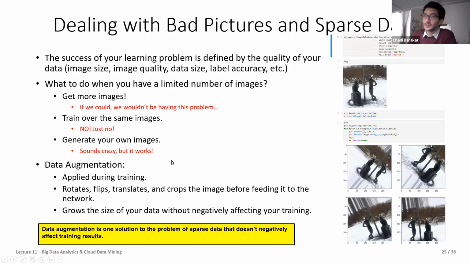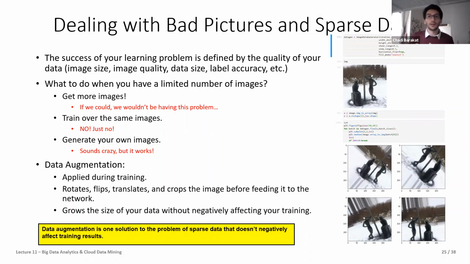To generate your own images, this is the process called data augmentation. And it works because mostly an artificial intelligence or a deep learning network doesn't know that an image is the same image as another one. It's just looking at parts of the image.